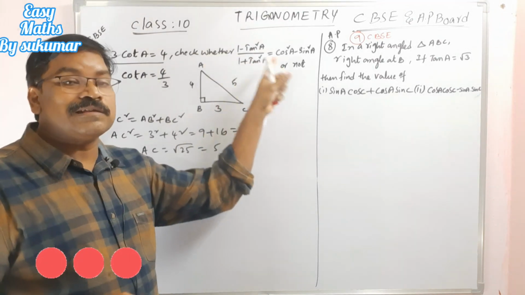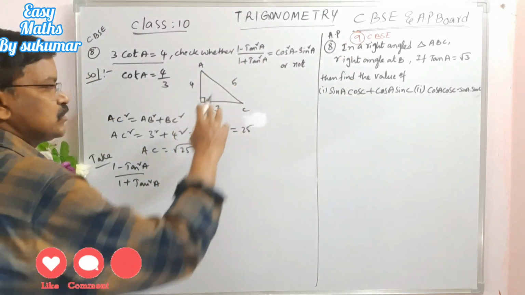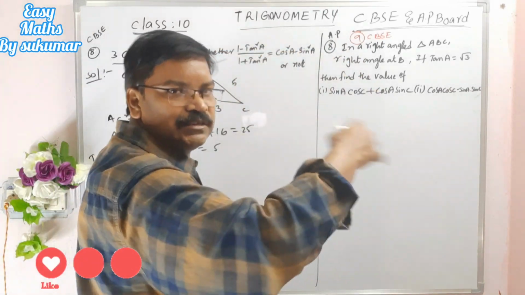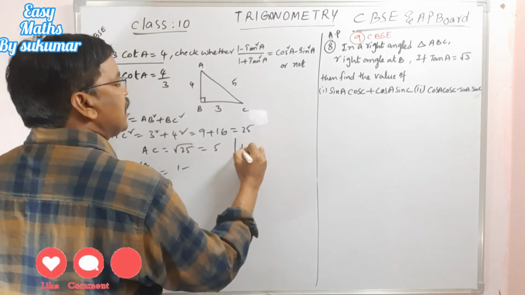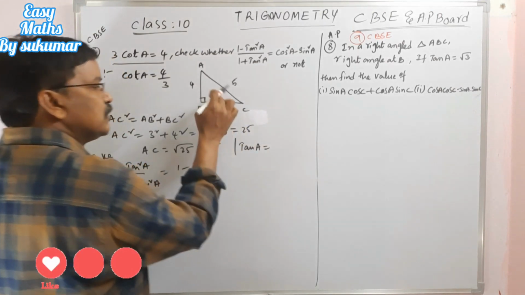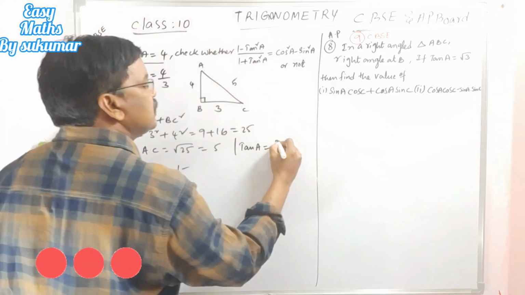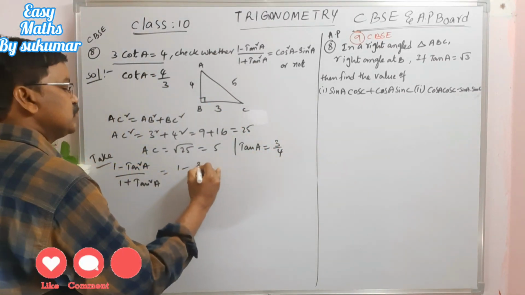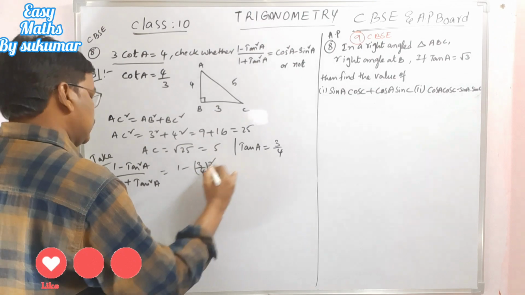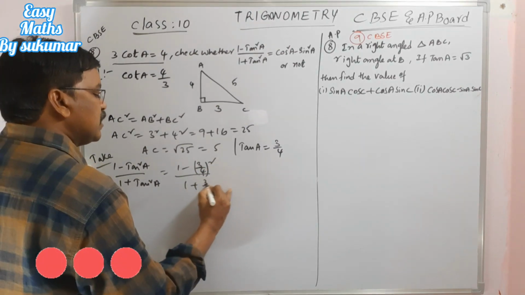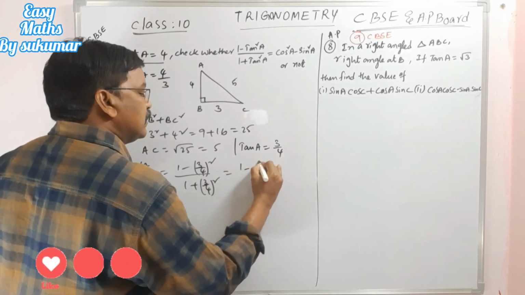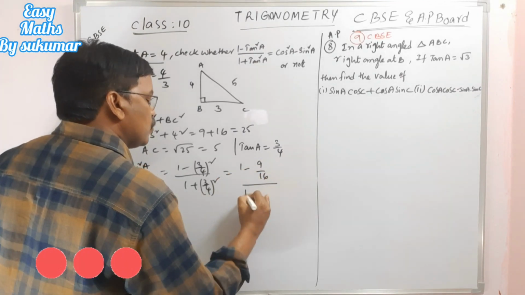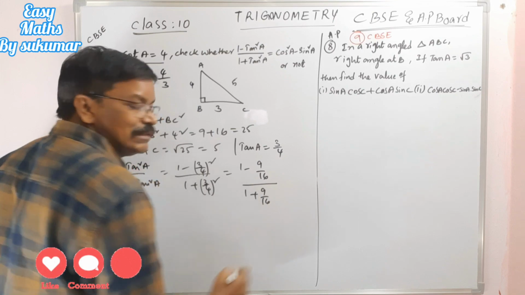That means the LHS of this, what is to be checked, right? Now this is 1 minus, actually tan A means what here, my dear students? Opposite side by adjacent side, that is 3 by 4. So this is 1 minus 3 by 4 whole square by 1 plus 3 by 4 whole square. So this is equal to 1 minus 9 by 16 by 1 plus 9 by 16.